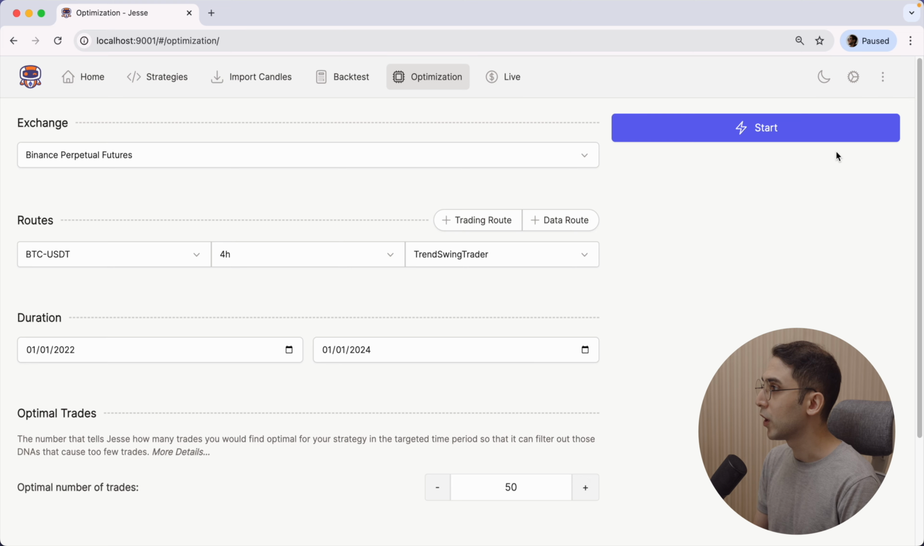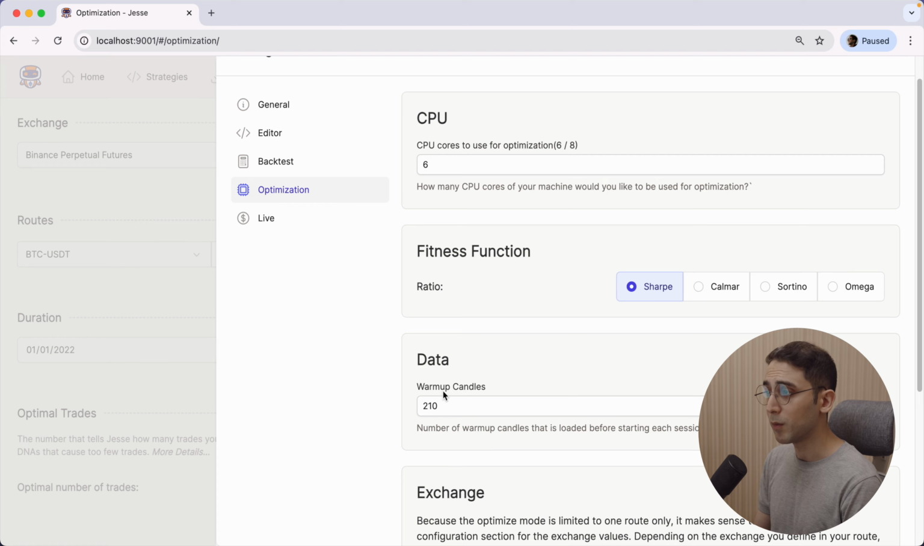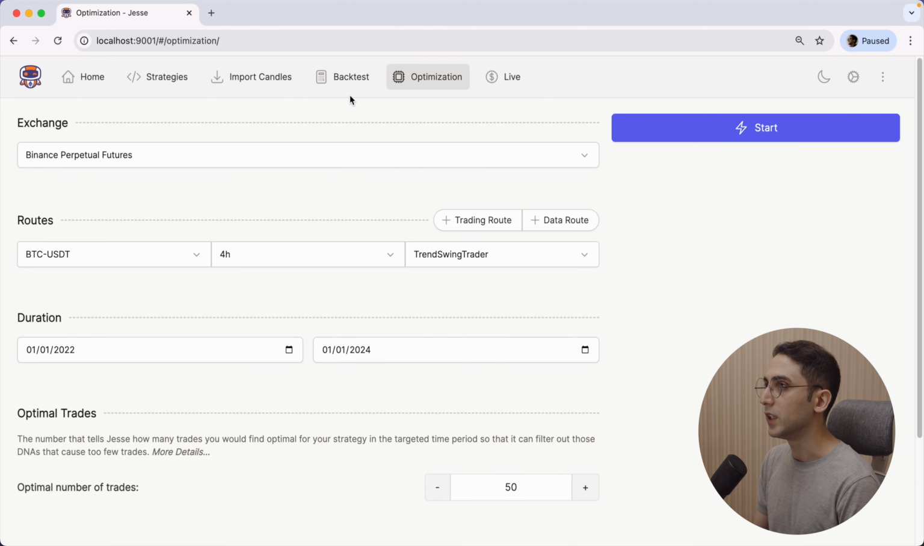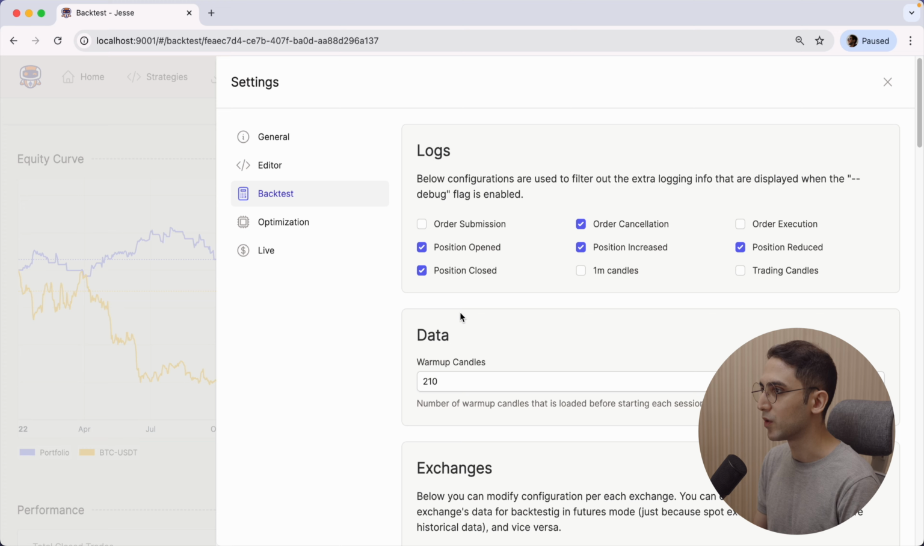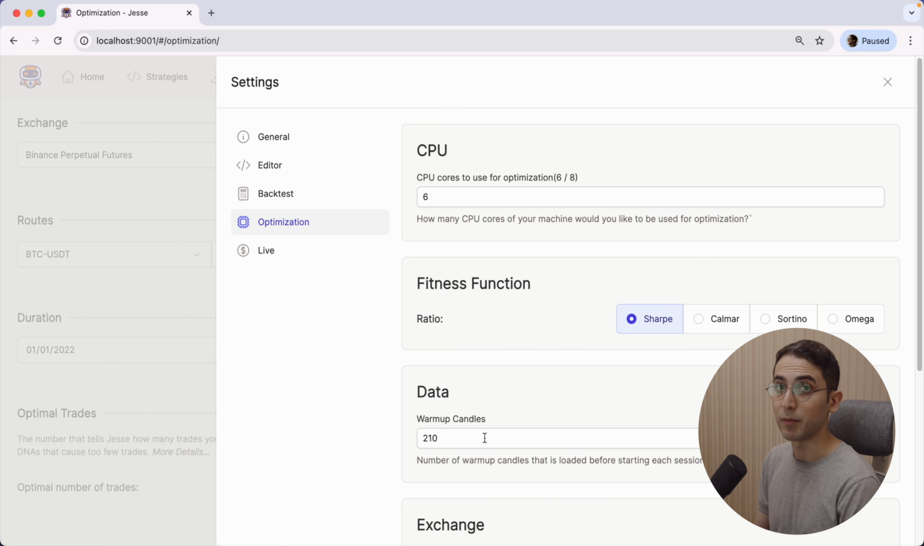Everything else looks fine. Also, when you are running the optimization mode, make sure in the settings that firstly you set the CPU cores to a number that you can afford. So my machine has 8 cores, so I'm gonna set this to 6. You can choose the fitness function. The default, which is the Sharpe, is fine for me. The warm-up candles is very important. So if in my backtest, for instance, I was using a bigger number such as 400 candles, then I should make sure that in the optimization, I also have the same number. So this is really important.